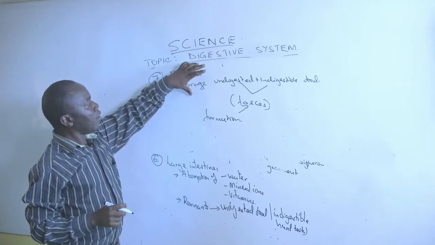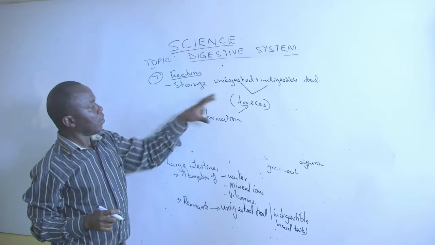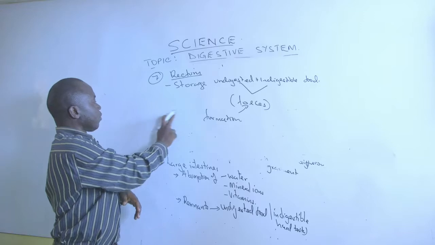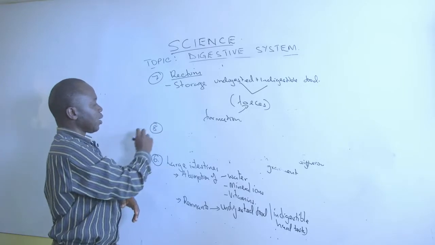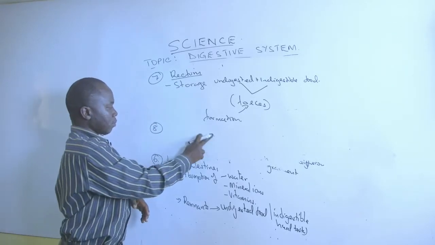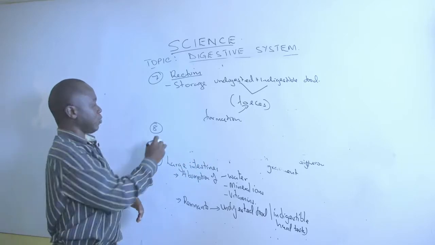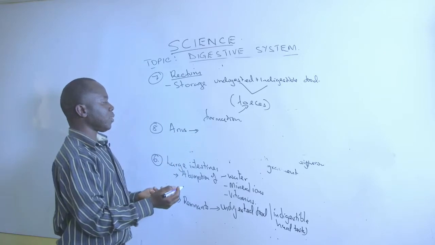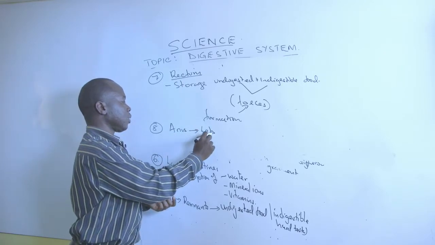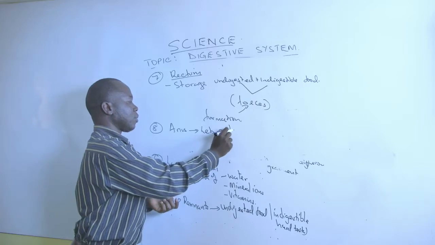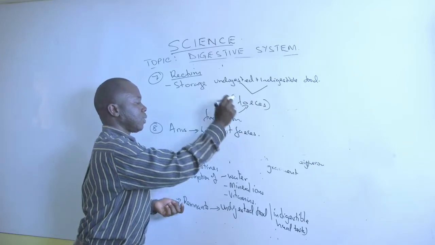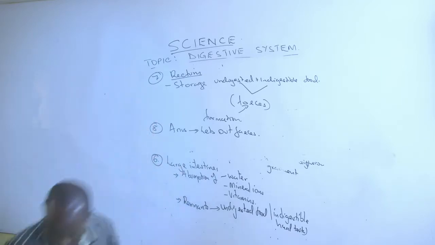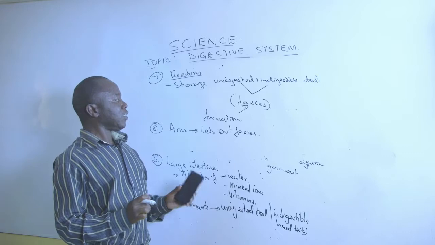Then after these materials have stayed in the rectum for some time, and it reaches a point where it cannot be stored anymore, it will leave the digestive system through the anus. So the role of the anus simply is that it lets out feces. So those are the major parts of the digestive system.